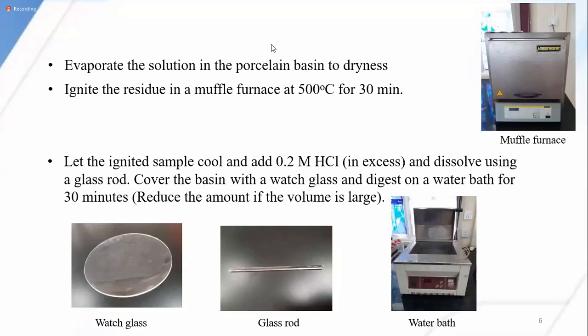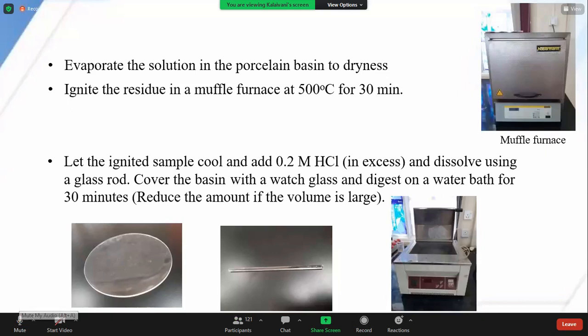So after the evaporation, you have to keep that into the muffle furnace. You can observe the muffle furnace here in this picture. You have to keep that one at 500 degrees Celsius for 30 minutes. So here we are doing this ignition procedure. For what purpose? That is the main function of the muffle furnace.